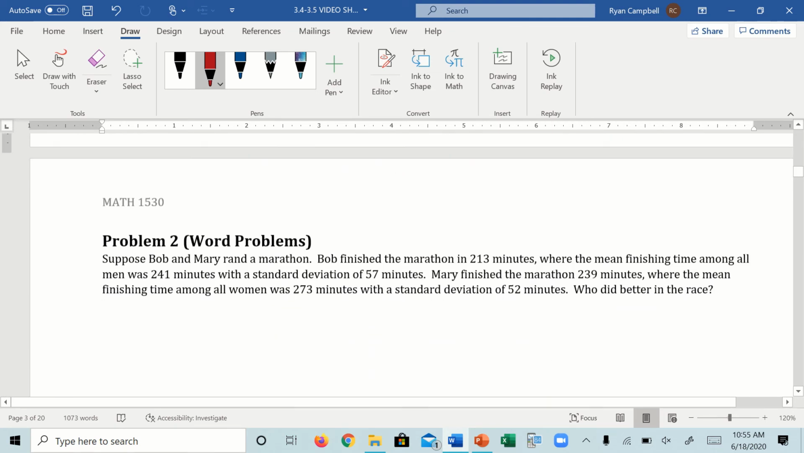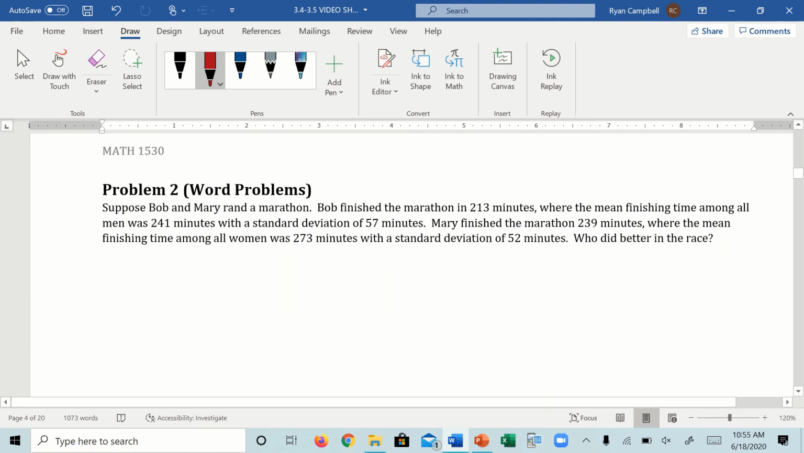Let's do one more problem. So suppose Bob and Mary ran a marathon. Bob finished the marathon in 213 minutes, with the mean finishing time for all men being 241 minutes and a standard deviation of 57 minutes. Mary finished the marathon in 239 minutes, where the mean finishing time for all women was 273, standard deviation of 52 minutes. So who did better in the race?